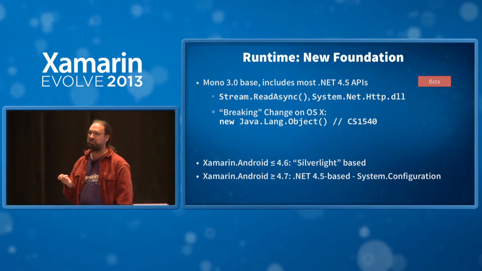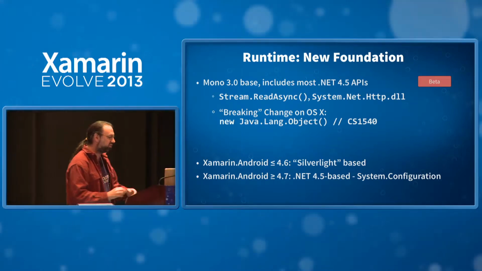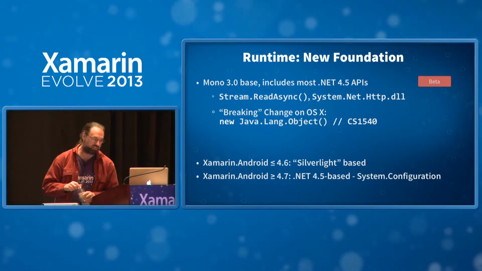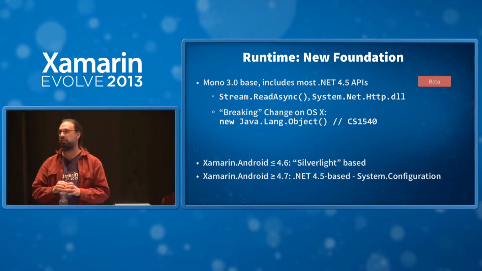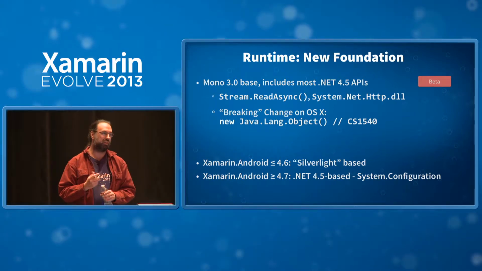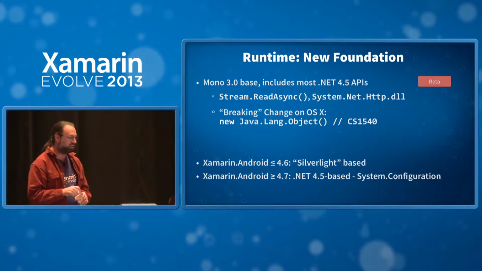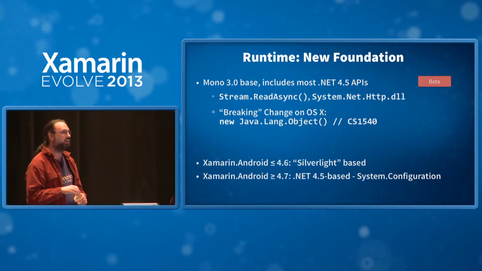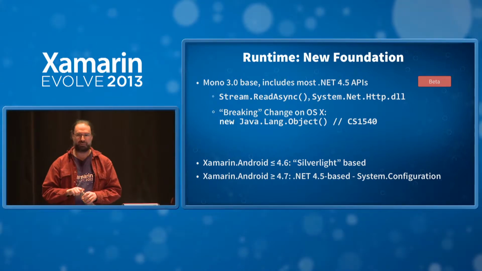Well, one of the other interesting things about rebasing on Mono 3.0 is that it also gives us new base class assemblies and types. For example, we've got the new async-ready System.Net.Http assembly, and we've got wonderful async-ready methods like Stream.ReadAsync. But the other thing it also does is it upgrades the C# compiler and fixes many of our C# compiler bugs.